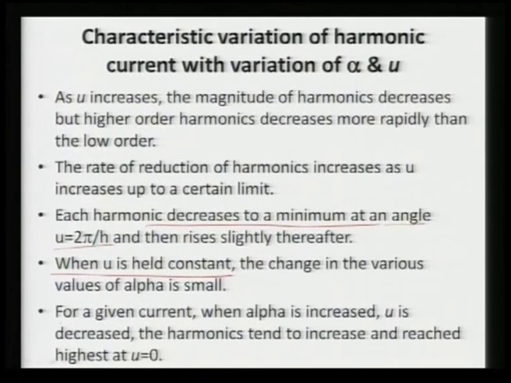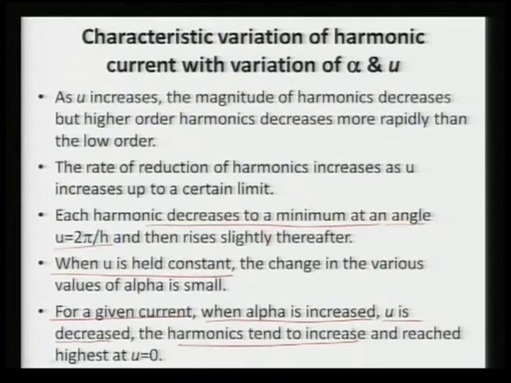It is also said that for a given current, I am talking about the DC current, when alpha is increased, meaning for a larger alpha and smaller U, the harmonics tend to increase and reach the highest value at U equal to 0. So, these are basically the 5 summaries when alpha and U are changing. This is true for your rectifier circuit and true for your inverter circuit as well.